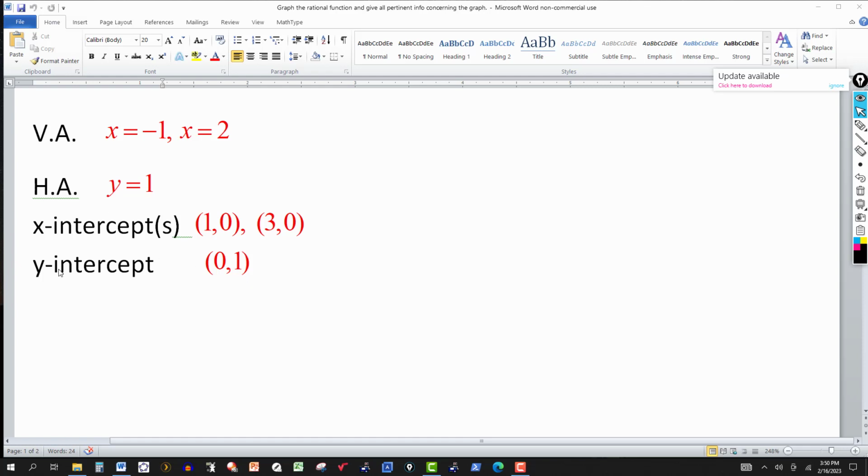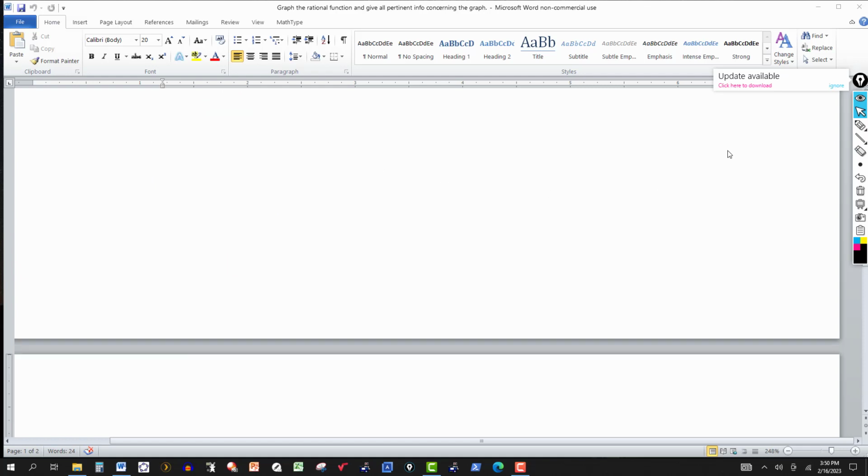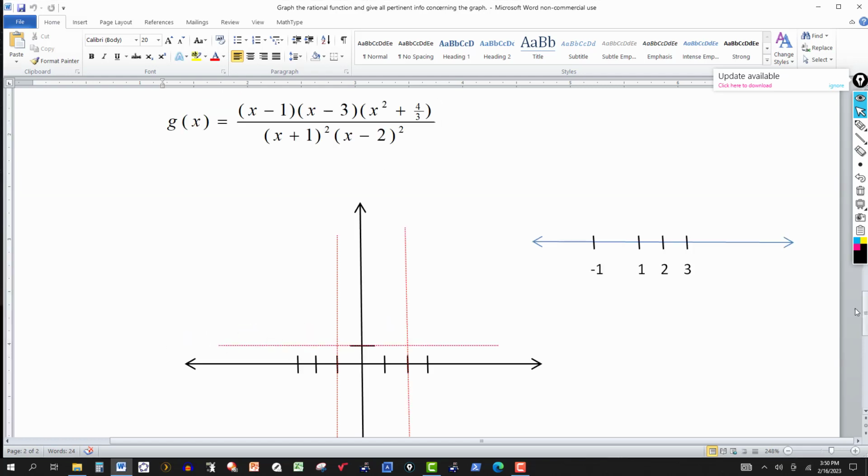Now, like I said, on a number line I'm going to plot the zeros of the numerator and the zeros of the denominator. The zeros of the numerator were 1 and 3. And the zeros of the denominator, where the function was undefined, were at -1 and 2. Go to the next one here. And here we have it.